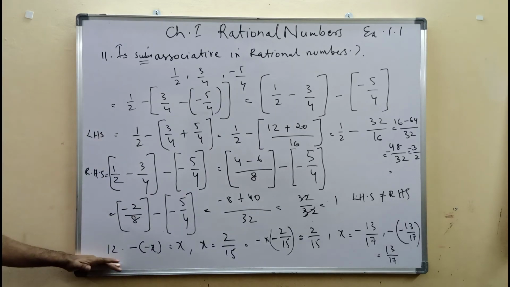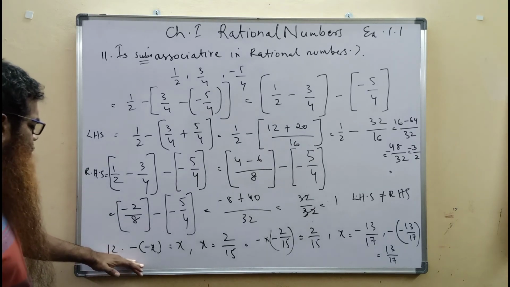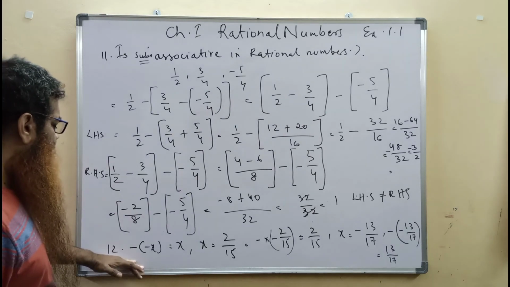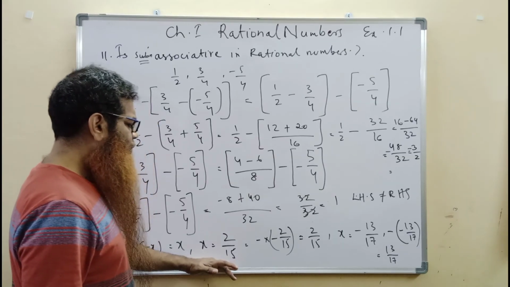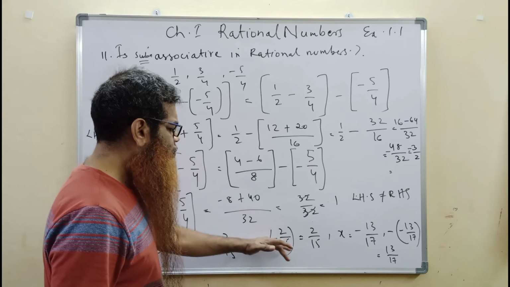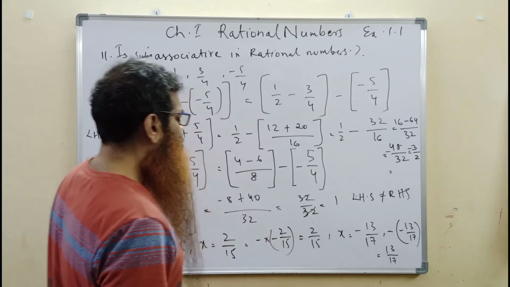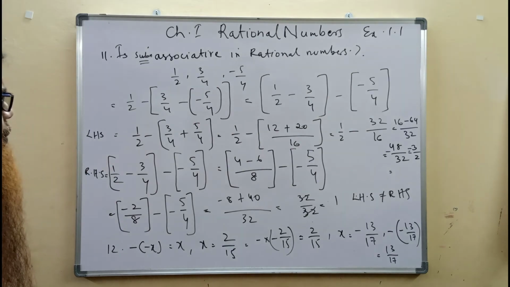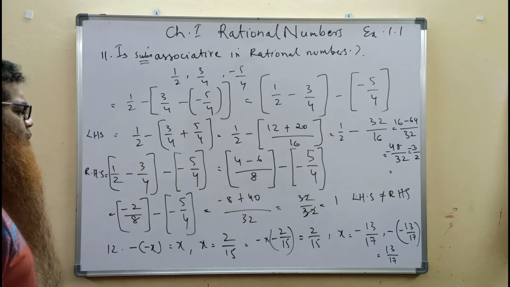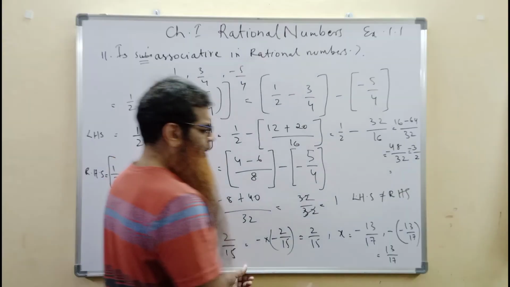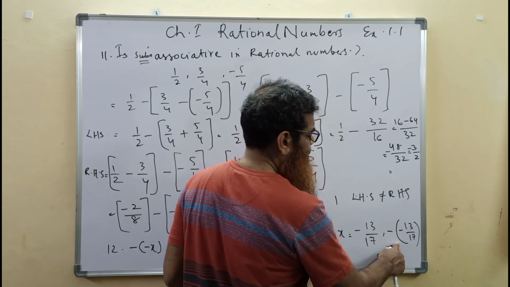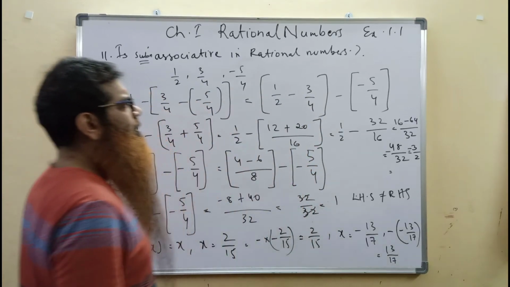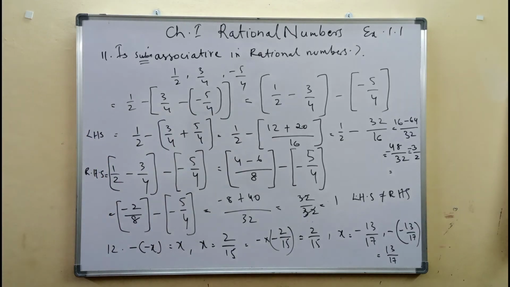The next question and the last question in exercise 1.1 of rational numbers chapter 1, 12th question. It's asking us to show that minus of minus x is equal to x, where x is equal to 2 by 15. Minus into minus 2 by 15 is equal to, as you know, 2 by 15, since when we multiply two negative integers we get a positive integer. Here x is equal to minus 13 by 17, minus into minus 13 by 17, we end up with 13 by 17, a positive integer. Please make a note, children.